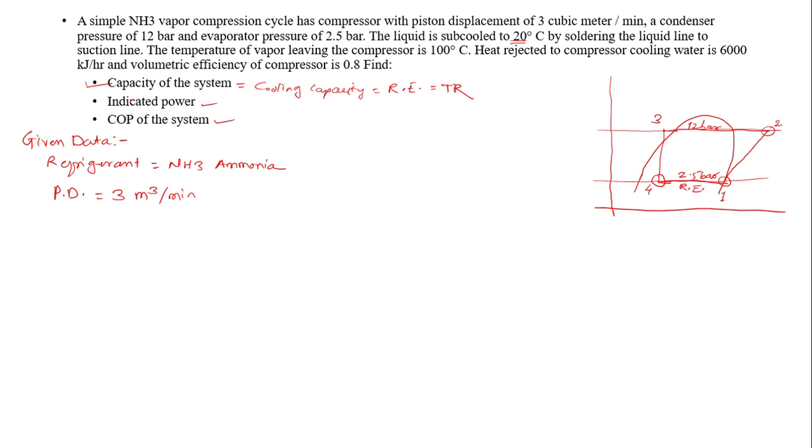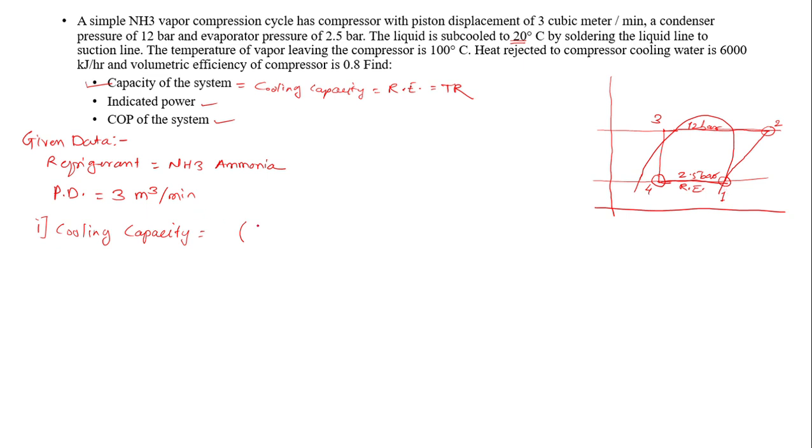So first I will just write down the formula for each of the things. The first one is the cooling capacity, that is the heat absorbed, and that formula will be the difference of enthalpy across the cooling process. So if you see over here in the pH chart, the cooling process or the heat absorption process is from 4 to 1.